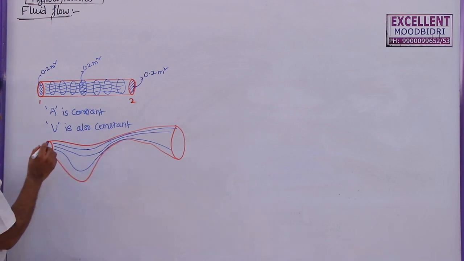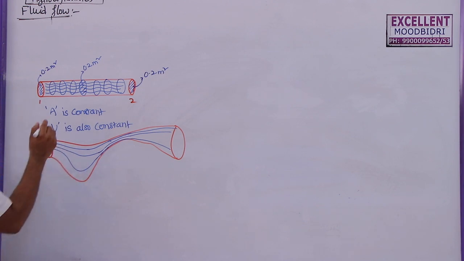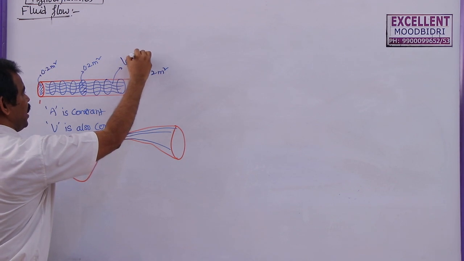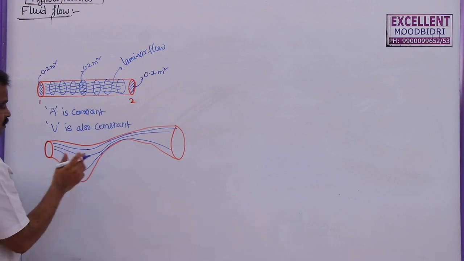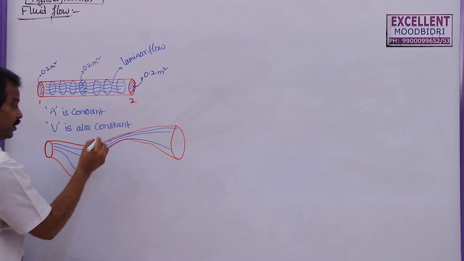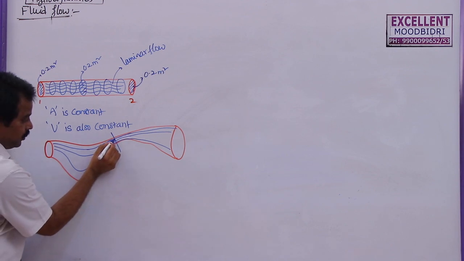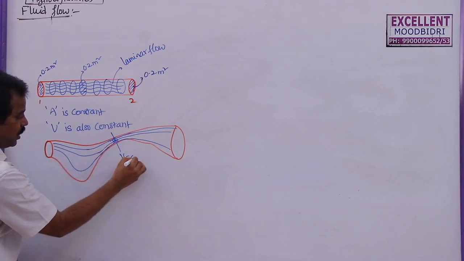That means here the streamlines are not parallel to each other. We cannot use here that streamlines are parallel to each other. This is a laminar flow. But what about this one? Here the velocity is changing from point to point, but at a given point velocity is constant. Even though it is not obeying that rule, still we can say this is a streamline flow. Why? Because at a given point it will have the constant velocity.